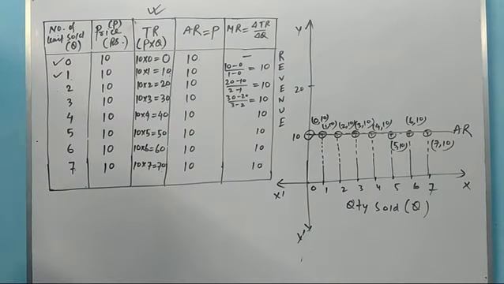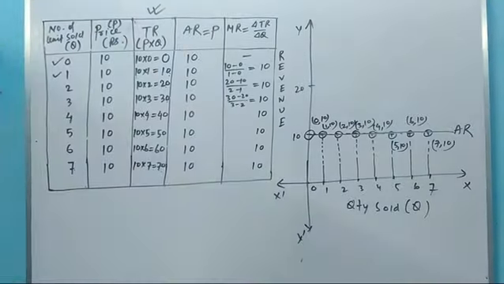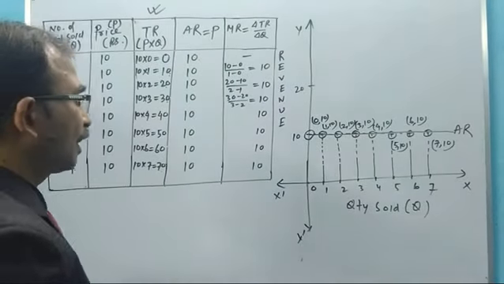So in the perfectly competitive market, the nature of the AR curve is that it starts from the vertical axis and it's parallel to the horizontal axis. Understand?